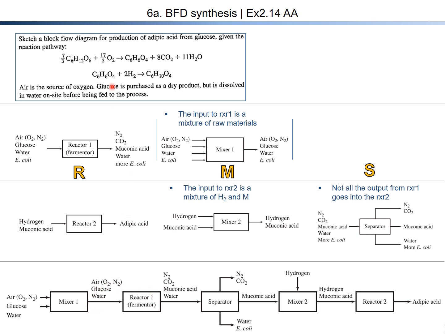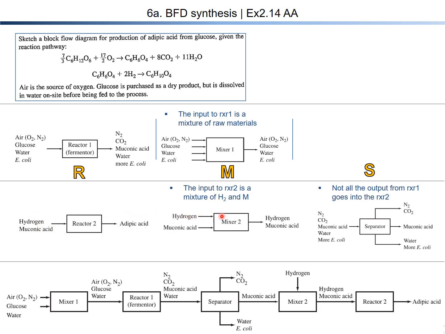Let's go to the second reactor. What we know is hydrogen and muconic acid are required for reaction 2, and the final product is adipic acid. That is the starting point for the second reaction. And then of course, we need to have the mixer before reactor 2 because we have two different compounds.